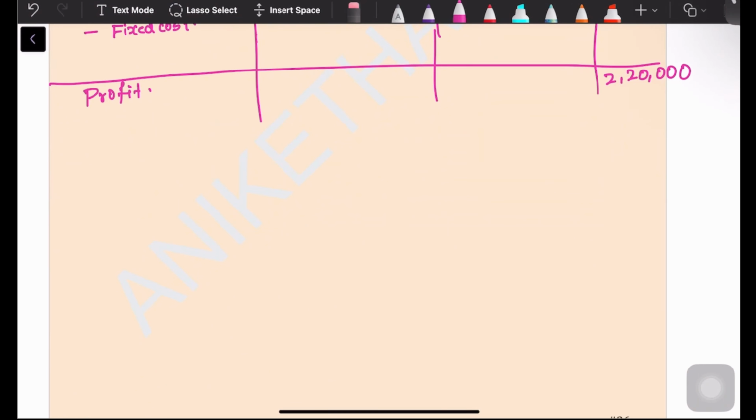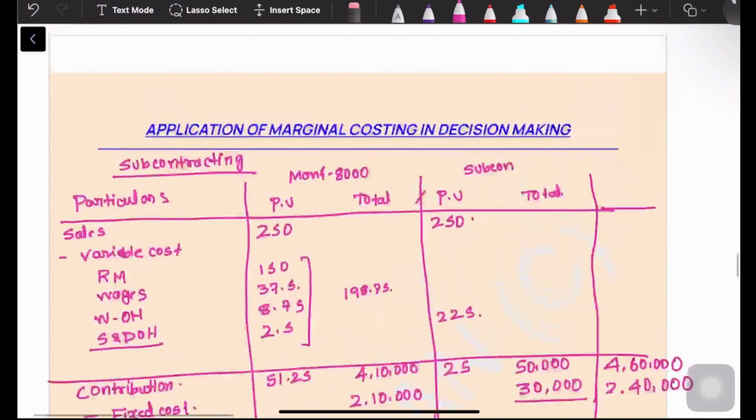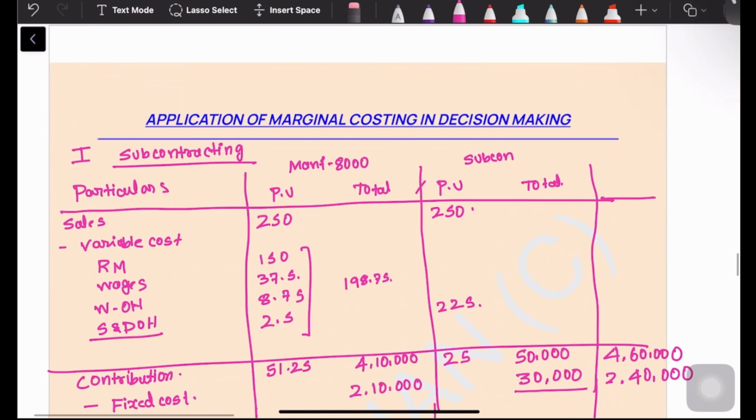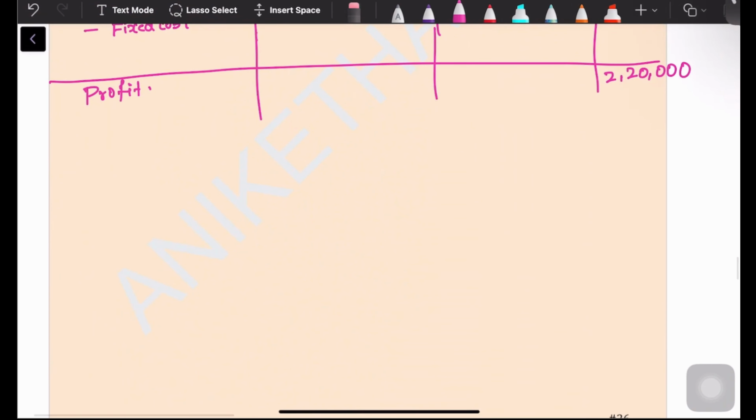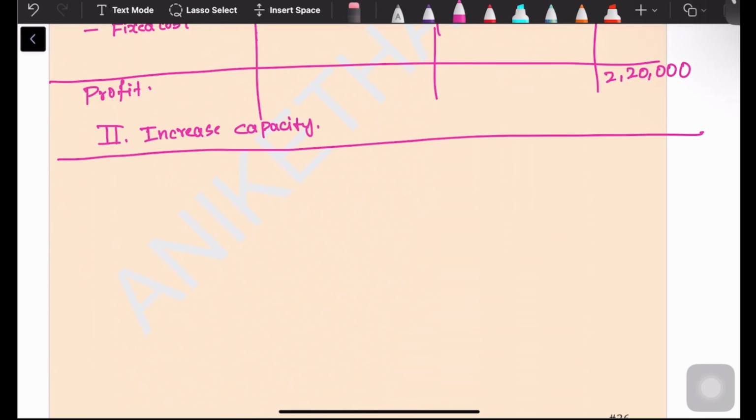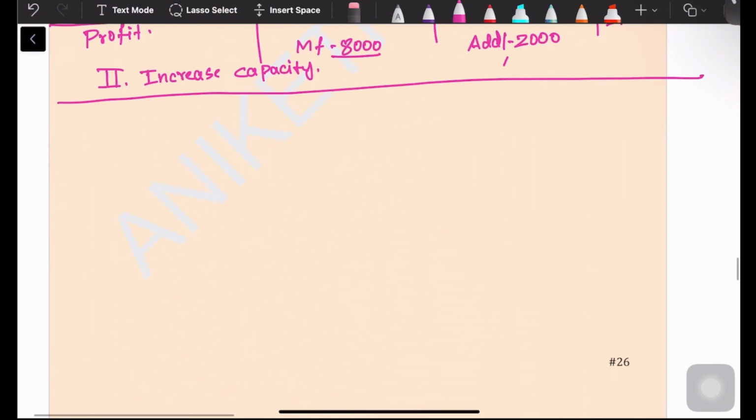Now similarly, we will prepare a table for the second alternative. So this is the first alternative, subcontracting. Second alternative is increase capacity. So here also I will split it into two columns. One is manufacture 8,000. Then here additional manufacture 2,000. The reason for doing it is there are certain wages premium which are given only in the case of additional 2,000. So it will become easy for me to split the values.